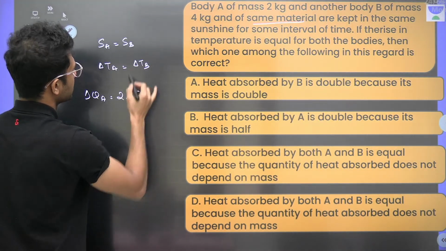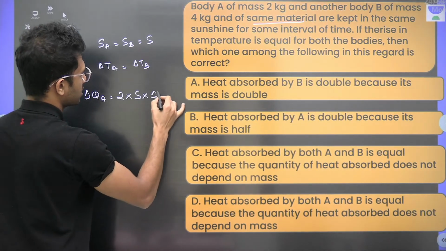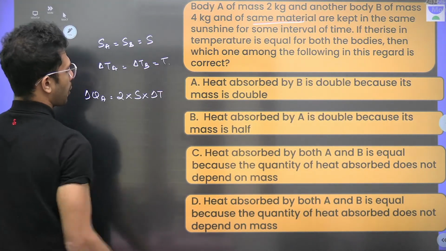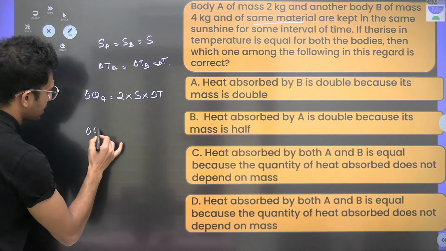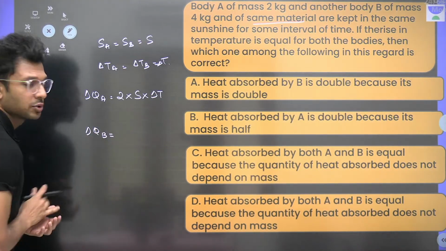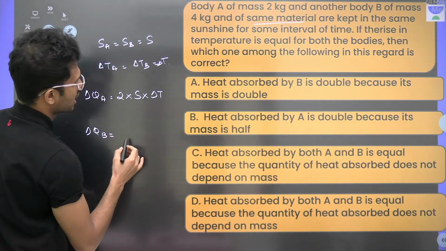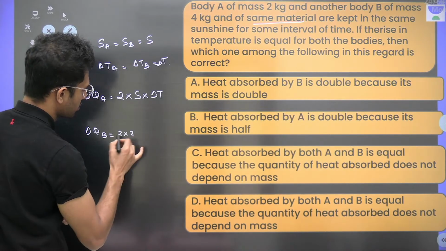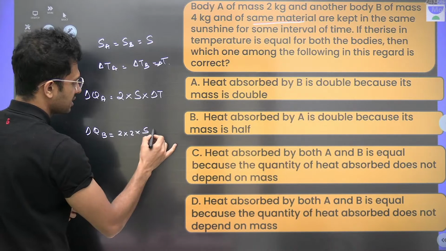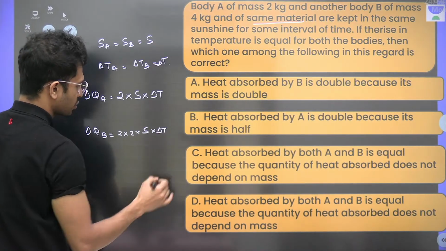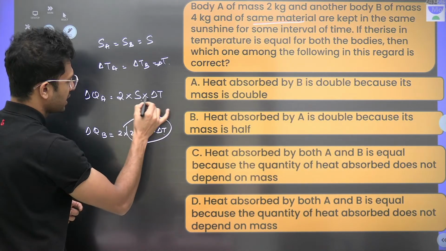Specific heat capacity SA equal to SB equal to S, let's say, into change in temperature, delta T. Now at the same time, delta Q, the heat energy absorbed in the body B, is equal to mass of the body. That's 4 actually, right? So I'm going to write as 2 into 2, because 2 into 2 is 4 itself. Now specific heat capacity of the body B is S itself. Change in temperature is also same. 2S delta T, 2S delta T.